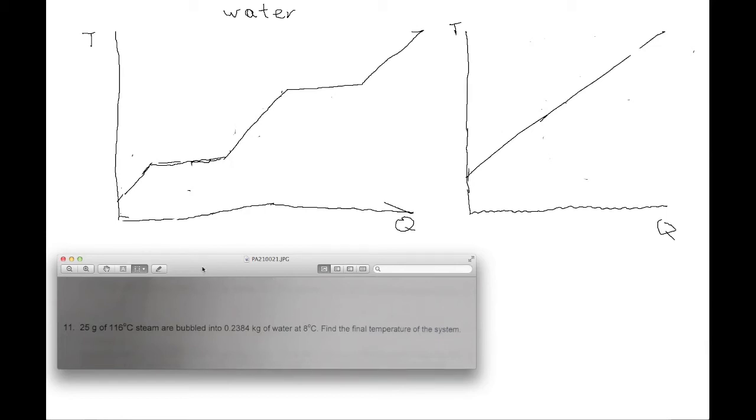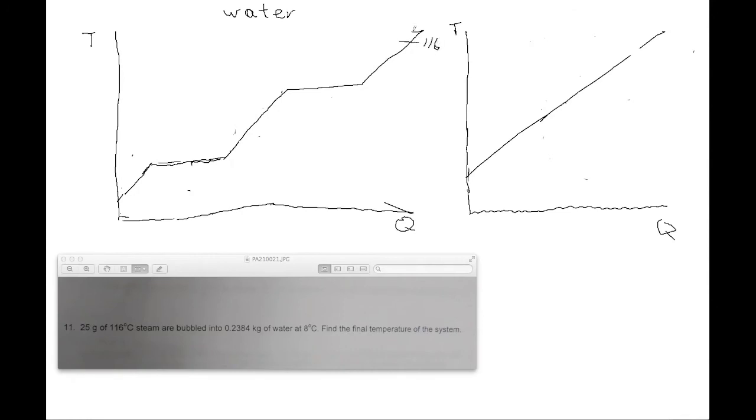And since the initial point of the steam is 116 degrees Celsius, and we also have 0.2384 kilograms, which we'll have to convert to grams. That's 238 grams of water at 8 degrees Celsius. And that's in the liquid phase. We can predict that our final temperature will be in between those two temperatures, and the final phase will be water. So now we can say 0 is equal to the summation of the Q's.